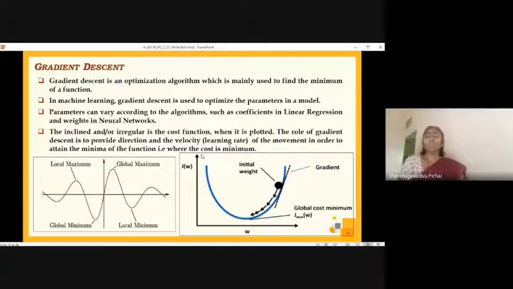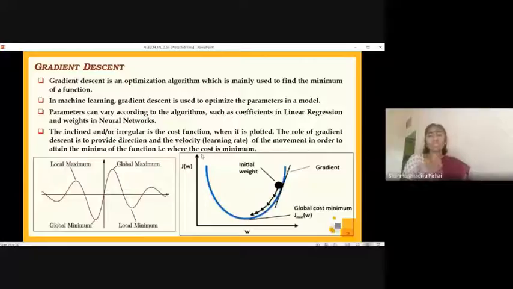Now when you talk about optimization with respect to linear regression, we have to focus on optimizing the coefficients. But if you want to optimize a neural network based model, then we have to focus on the weights that we assign for the input parameters. Tomorrow's session will give you better insight into what is meant by a neural network and what is the significance of weights in the neural network model. So now the inclined and or irregular is the cost function.